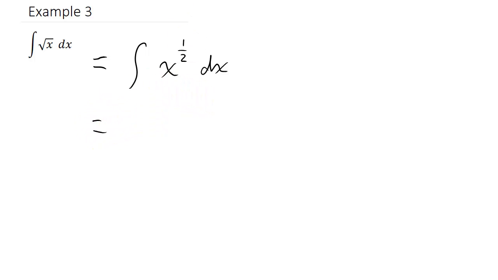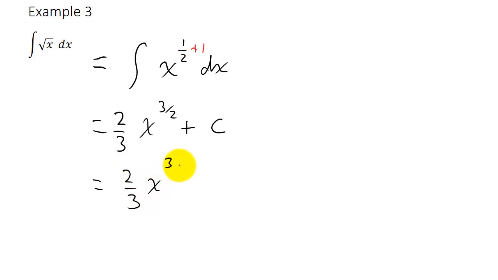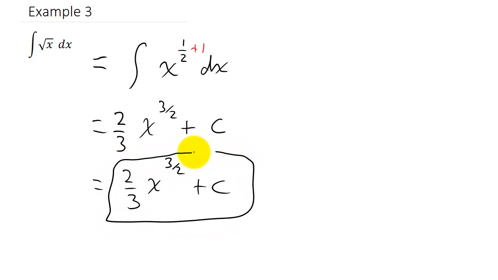So what do I get? Well, I'm going to add 1 to the exponent. So that gives me x to the 3/2. And then I'll multiply by the reciprocal of the new exponent. So the reciprocal of 3/2 is 2/3. So that's times 2/3 plus c. And so this is going to give me 2/3 x to the 3/2 plus c. And this, I mean, you could rewrite it, put it back in radical form, but I think it would be fine just to leave it like this.